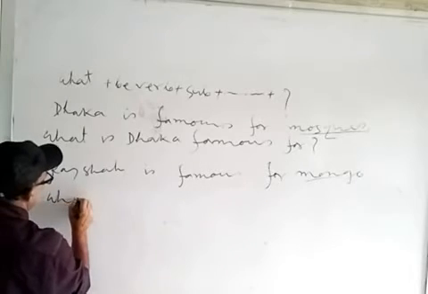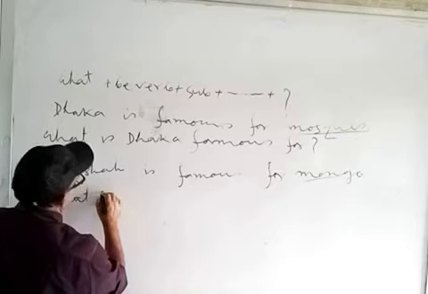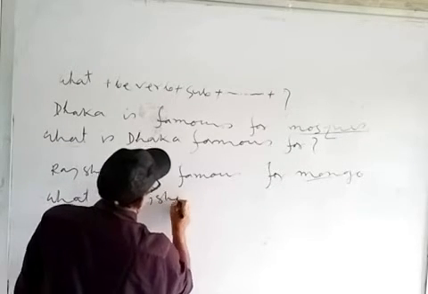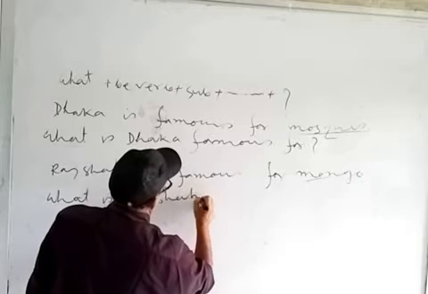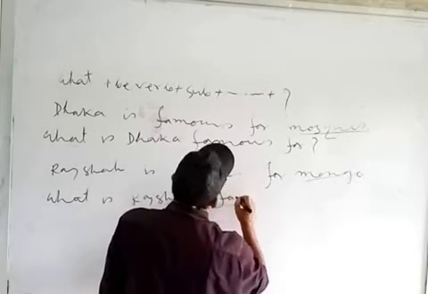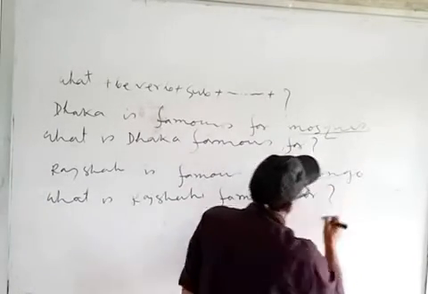Similarly, you can solve the second example. In place of mango, you have to use what. The given verb is is, then the subject Rajshahi. Then the rest of the sentence, famous for. Here you have to use note of interrogation.